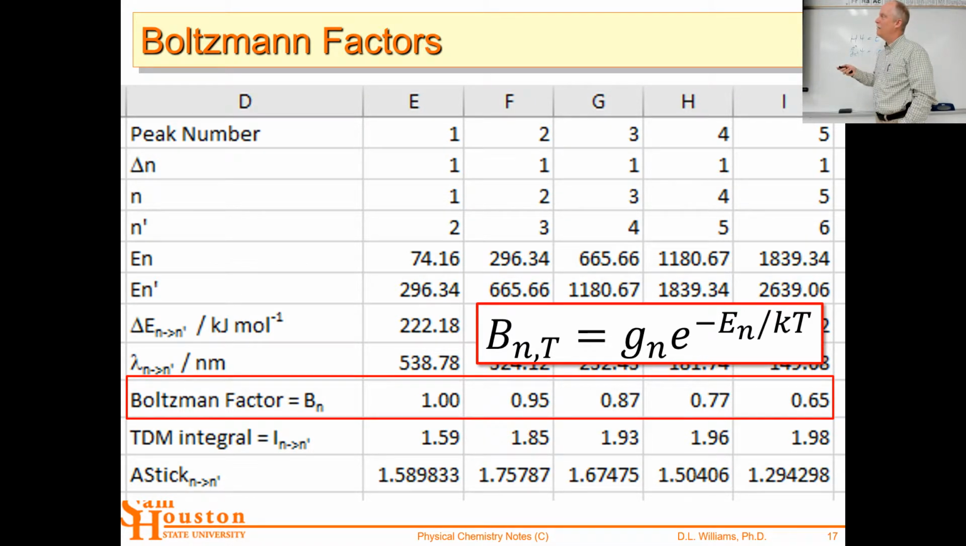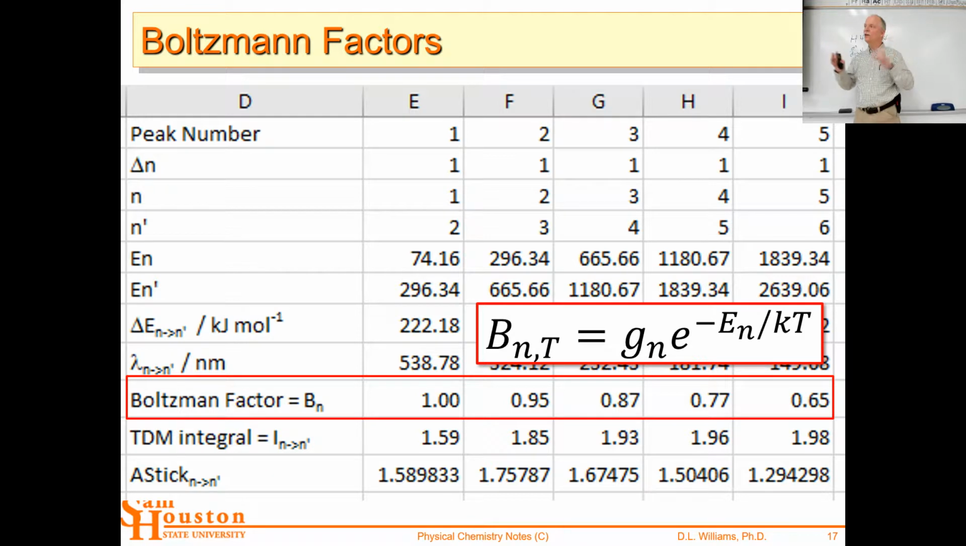So this has a 95% chance relative to the ground state of being populated, because we're at a really high temperature for this molecule. I think we're at 500,000 Kelvin. 87% chance of being in the second excited state, n equals 3, and then you see it starts to drop off.